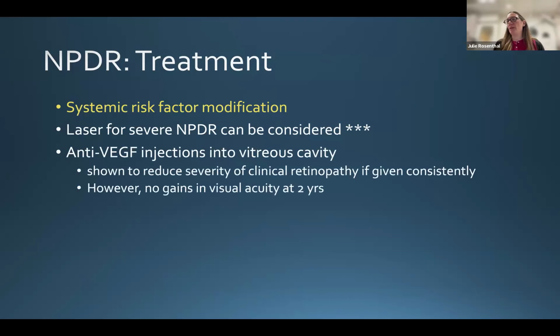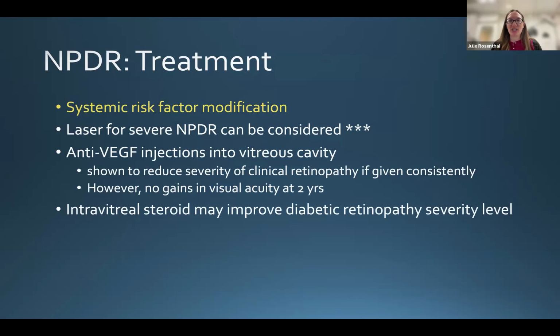At one point, people were looking into whether or not we could inject medicine into the vitreous cavity. While that has been shown to reduce the level of retinopathy, it really didn't help with vision. It didn't help with anything else. And there are certainly risks involved with sticking needles in eyes, so we don't take it lightly. I mean, we do it a lot, but we don't take it lightly. And so if we're not going to do anything, that's really not a reason to do it.